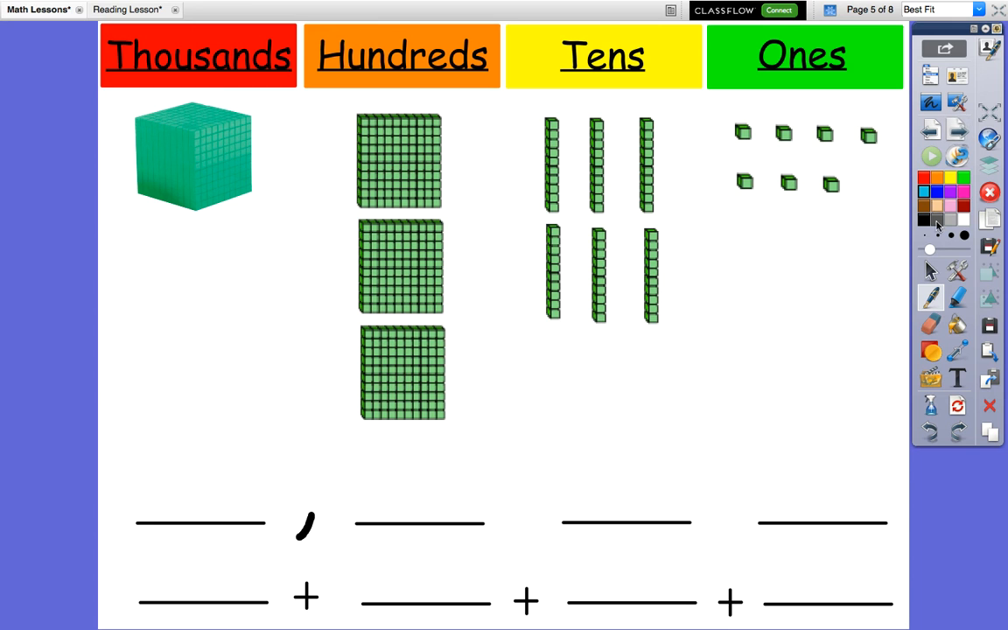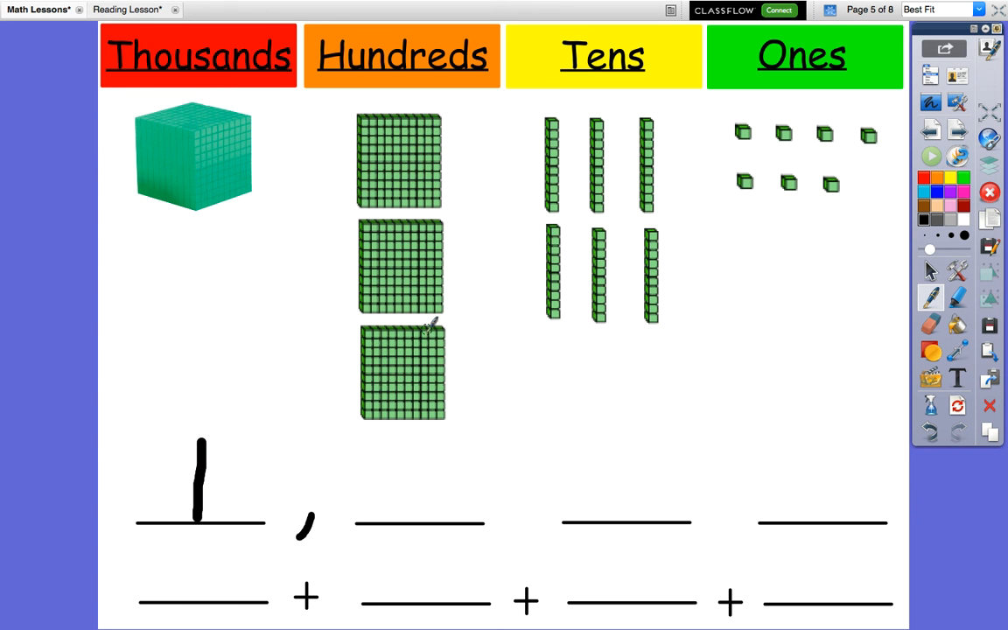Okay, our place value practice looks a little bit different, as you can see. So what we see up here, let me get my pointer here. We have our thousands place and the thousand block. We have hundreds, tens, and ones. This should look familiar. So what we're going to do is we are going to write our number. How many thousands do I have? I have 1. So I would write a 1.